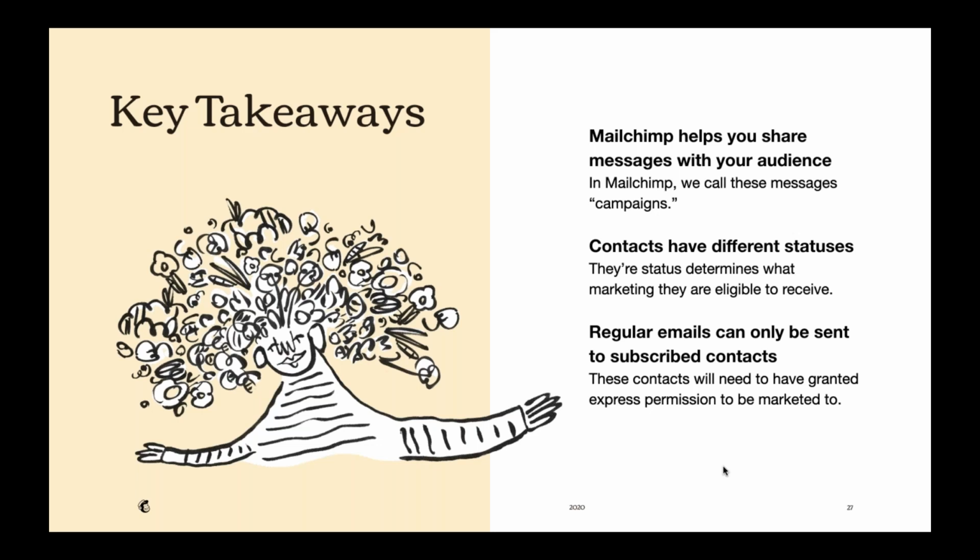We'll be creating a template as well as using that template to send out a regular email campaign a little bit later in this webinar. It's important to note in Mailchimp that regular email marketing can only be sent to your subscribed contacts who have given permission to be marketed to.